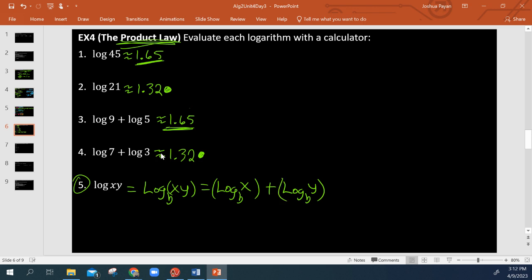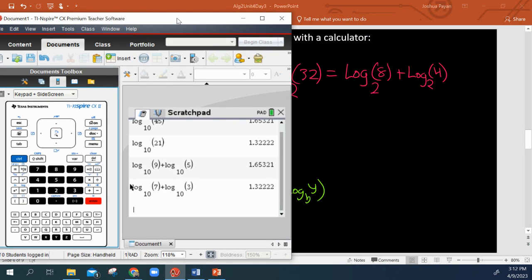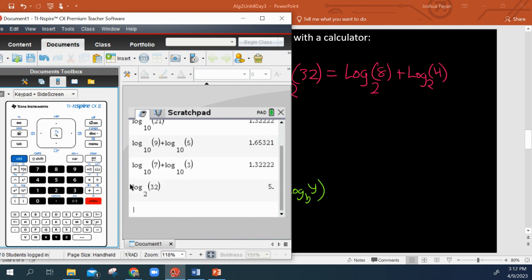Okay, so let's try another example. Let's do log base 2 of 32 and see if that is in fact going to be equal to log base 2 of 8 plus log base 2 of 4. Let's see how this works out. So I'm going to say log base 2 of 32. Hit enter, we get 5.